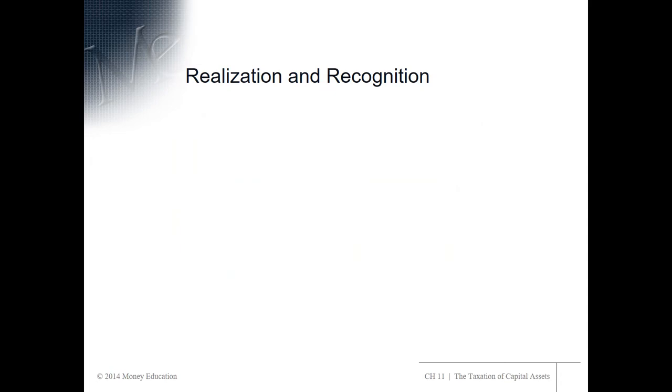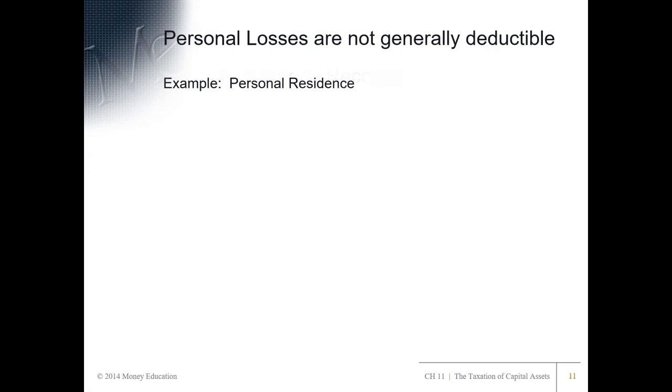Okay, realization and recognition. We've talked about the realization of income. For example, you sell the stock, so now you have actually realized the gain. You've got the money for it. Recognition means you put it on the tax return. Now, personal losses are not generally deductible. In other words, we don't recognize personal losses.